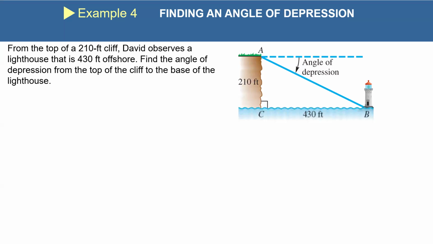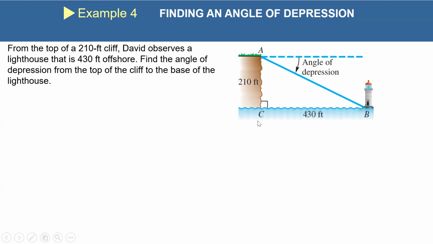It says here, from the top of a 210-foot cliff, David observes a lighthouse that is 430 feet offshore. Find the angle of depression from the top of the cliff to the base of the lighthouse. So at the top of the cliff, he observes a lighthouse that is 430 feet from the shore. It wants us to find the angle of depression. So we're looking for A.